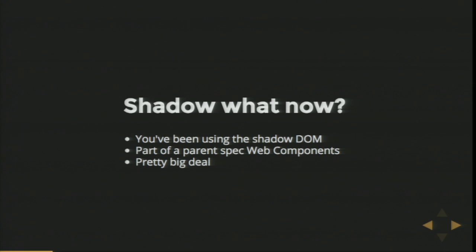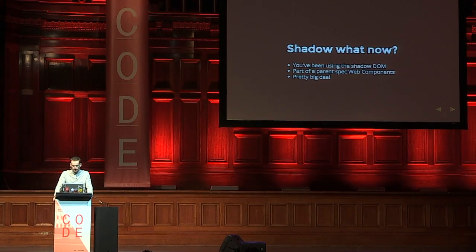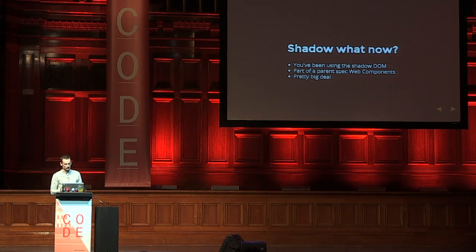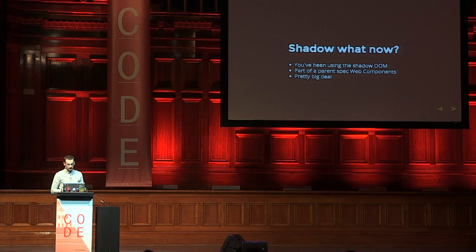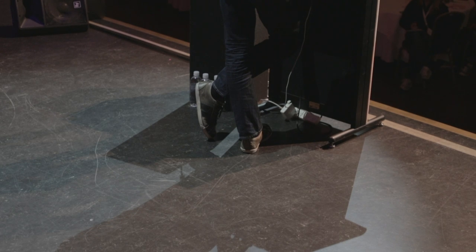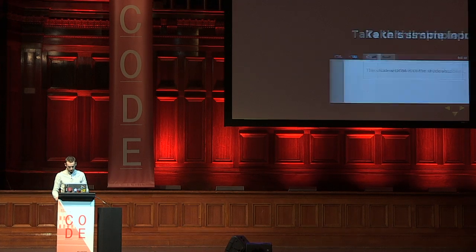So you may have heard of the Shadow DOM, you may have seen it in blog posts somewhere. If you've been using the Shadow DOM, you're not aware of it. It's actually been in browsers but not enabled to developers for a very long time. It's part of the web component spec, which has five parts, so Shadow DOM being one. You've got custom elements, you've got decorators, you've got the template tag, and you also have the method of importing components into your website. And it's a pretty big deal.